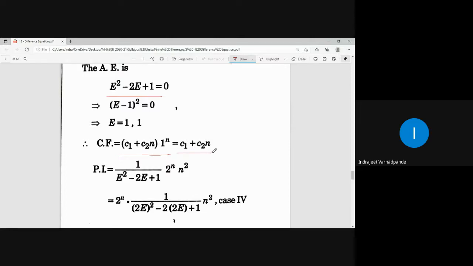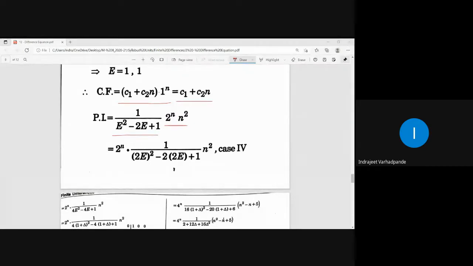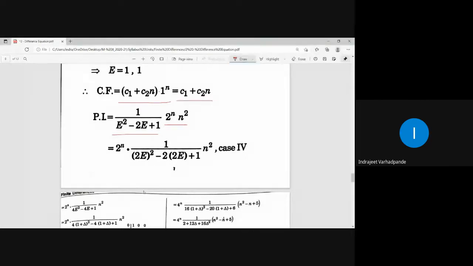For simplification, we find the particular integral. PI is equal to 1 upon E square minus 2E plus 1 operated on 2 to the power n into n square. Now how is the RHS? The RHS is in the product form. So I can compare it with case number 4, a to the power n into f of n. What do we do? A to the power n is outside, replace every E by aE. So what is the value of a here? The value of a here is 2.